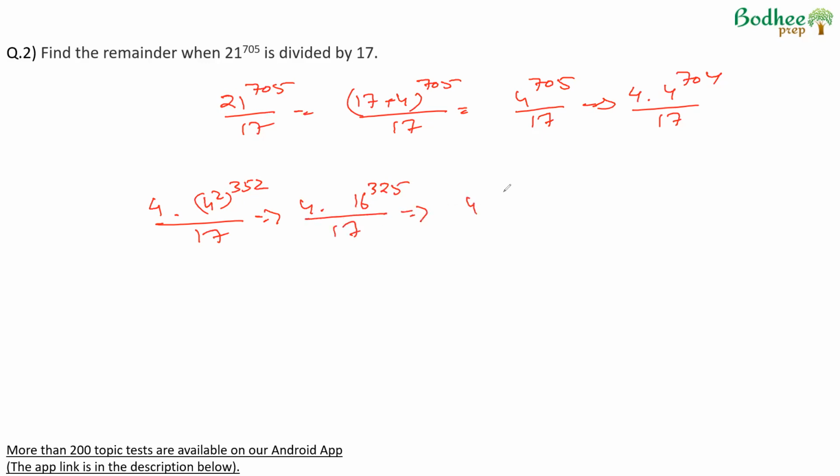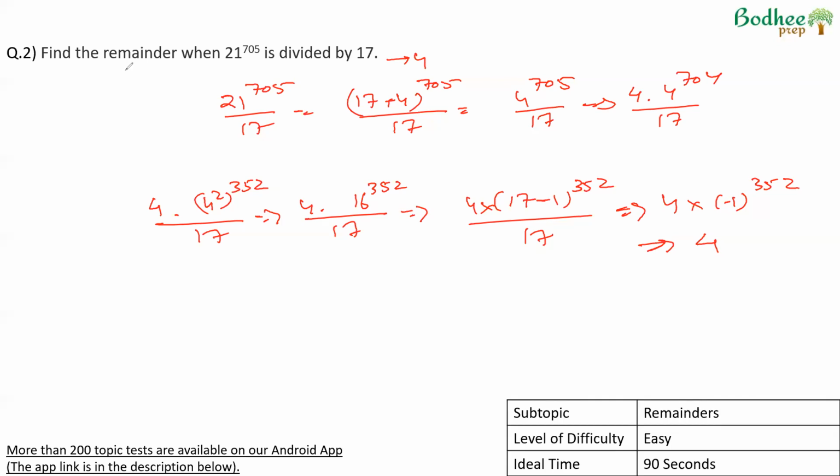16 can be written as 17 minus 1, power 352, not 325, because that will change my answer otherwise. So when 4 is divided by 17, the remainder is 4. When 17 minus 1 is divided by 17, the remainder is minus 1 and the power is 352. The overall remainder from here will be 4 into 1, that is 4 becomes the answer. I think this is a straightforward question, just one step involved. 90 seconds, easy question should be done.